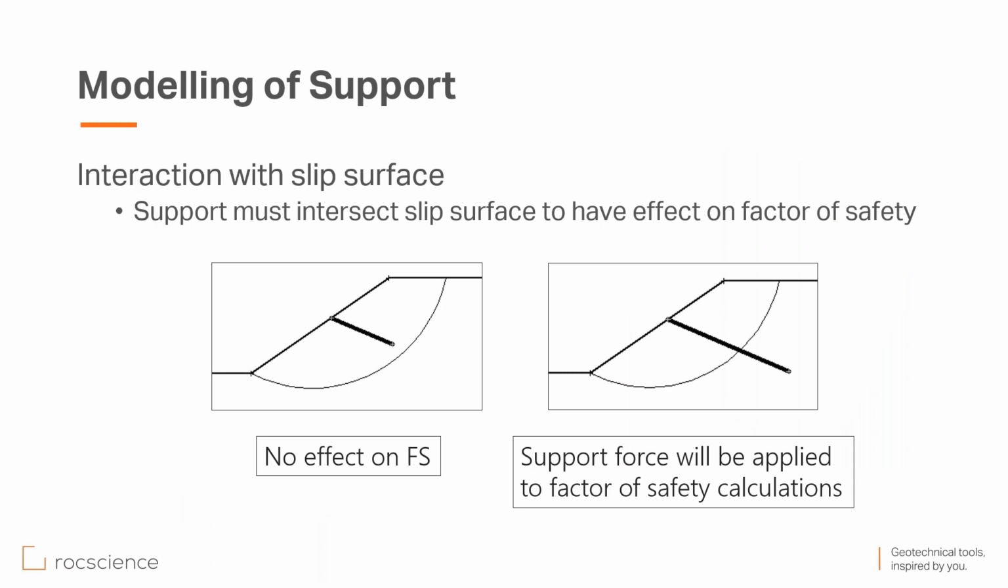Before I explain the different support types that we have, let's look at the basics of the limit equilibrium, how it handles the support. In the limit equilibrium analysis, support must intersect a slip surface to have effect on the factor of safety. For example, in the left figure, there is no intersection between the support and the critical slip surface, so the support doesn't have any effect on the factor of safety. However, in the right figure, there is an intersection and the support force will be applied to the factor of safety calculations.